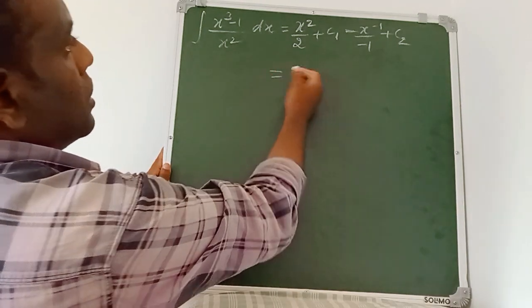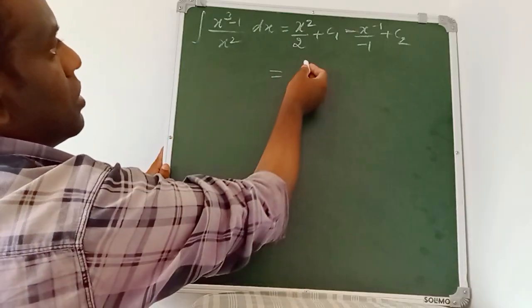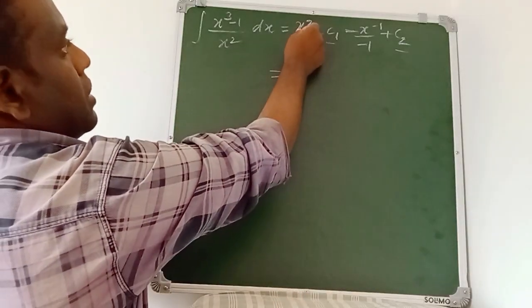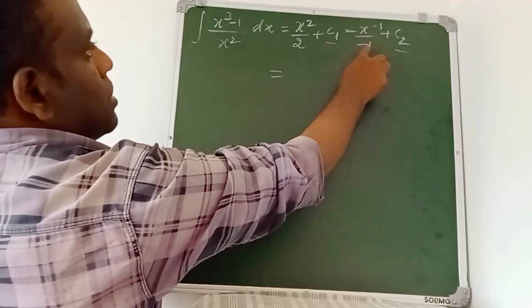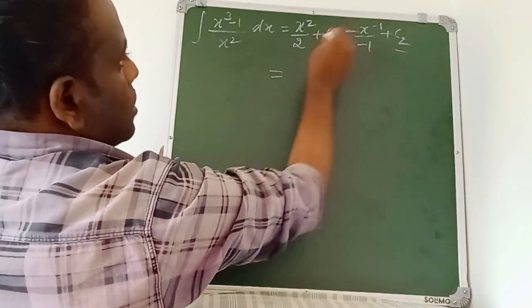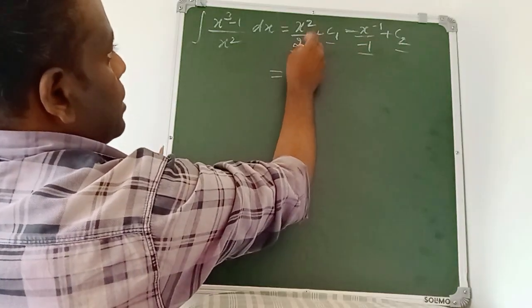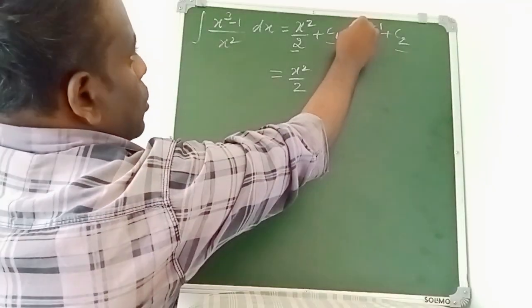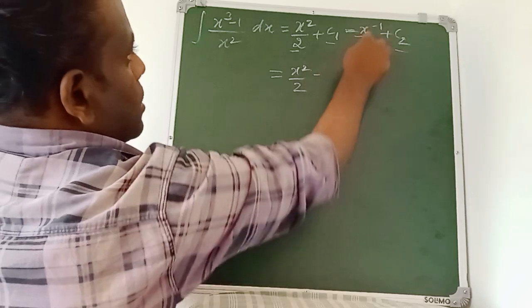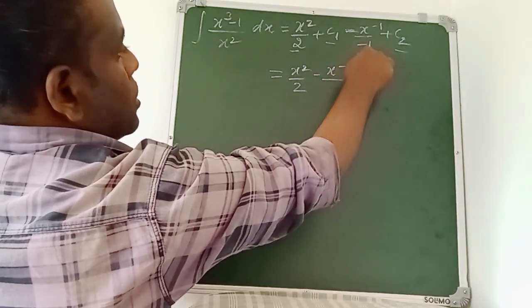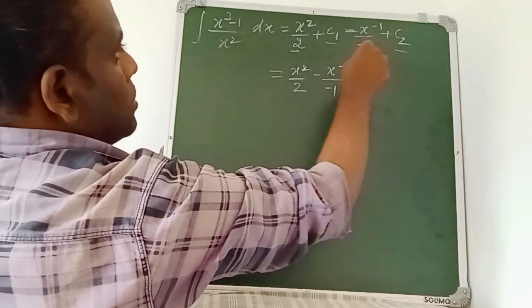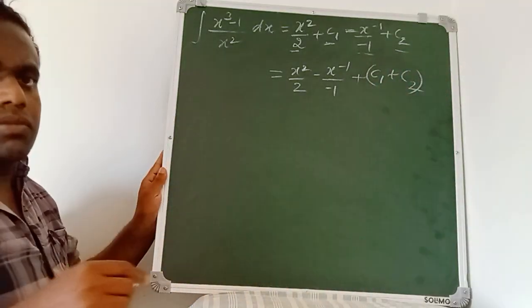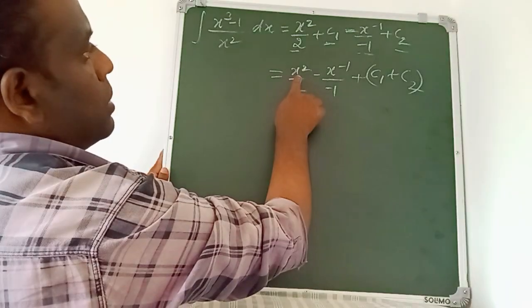Now we have to simplify further. So c1 and c2 are constants. I will group them separately. This is a variable term because it contains x. This is also a variable term because this contains x. I will group these two together. First I will write this x square by 2. Next I will write this, including this sign, minus of this, minus x to the power of minus 1 by minus 1, plus c1 plus c2. I have grouped the constants together and variable terms together.